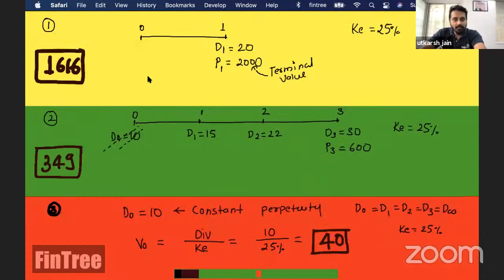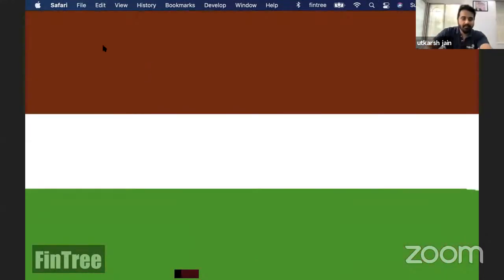Now example number four. Let's try and have some fun with it. I'm going to increase the level of difficulty a bit here. So now D0 is 20, but now it is a growing perpetuity.